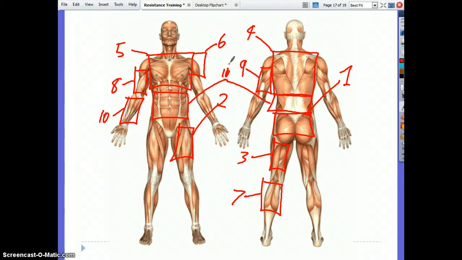It's the same with the arms. We leave the arms quite late on as well, because a lot of the other activities we'll be doing will involve the arms as well. So we'll be able to dual hit them.